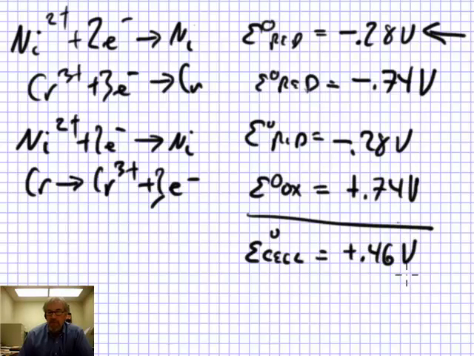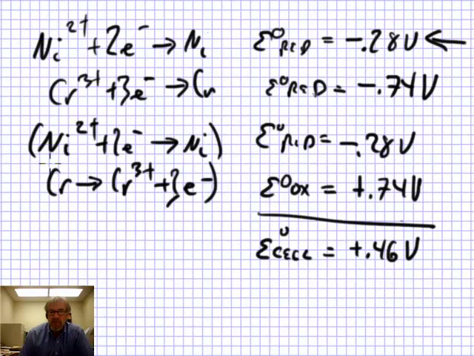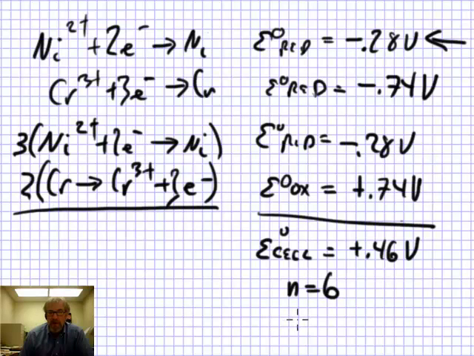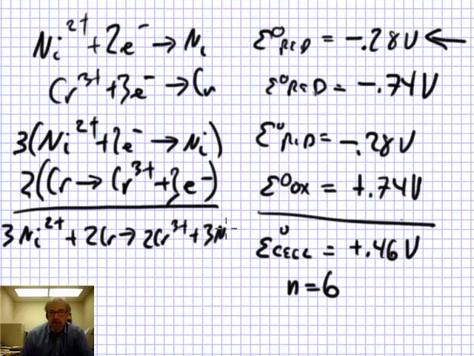Now when we add the reactions together, to make the electrons gained and lost the same, we're going to have to multiply the top reaction by 3 and the bottom reaction by 2. And when we do that, we'll have 6 electrons transferred. So that means N, when we go to apply the Nernst equation, would be 6. The overall reaction is 3 nickel 2+ plus 2 chromium makes 2 chromium 3+ plus 3 solid nickels.